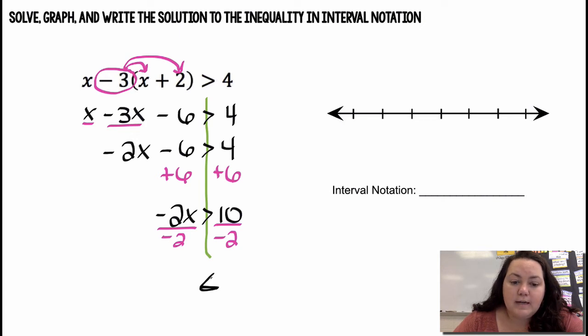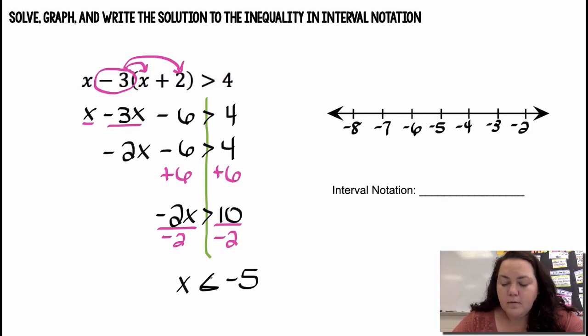So now it's a less than. X is less than 10 divided by negative 2, which gives me negative 5. So on my number line, I'm going to put negative 5 in the middle, with bigger numbers to the right and smaller numbers to the left.